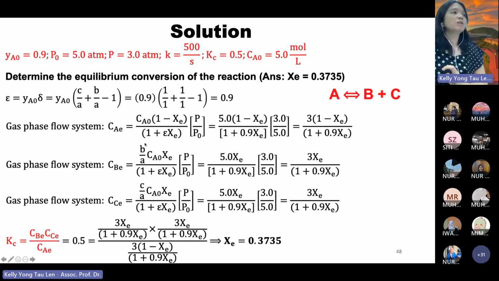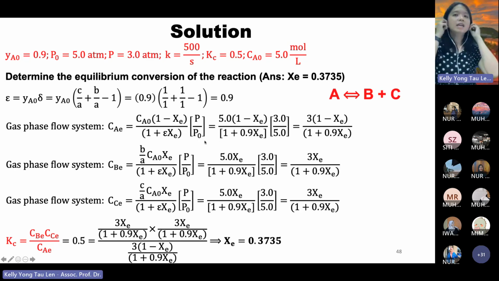Benda kedua, kita nak express concentration dia. Kita dah express berlainan kan, sebab sekarang dia adalah gas phase with pressure drop. So kamu kena ingat macam mana apa berlaku, what happens to the concentration yang kita nak express kalau dia adalah gas phase dengan pressure drop. So kalau tadi CAE equals CA0 in bracket 1 minus Xe, kalau kamu ingat tadi liquid phase. Sekarang kalau gas phase with pressure drop, beza dia ada pembawa 1 plus epsilon Xe dan ada yang sebelah kanannya ada P per P0, the pressure drop.